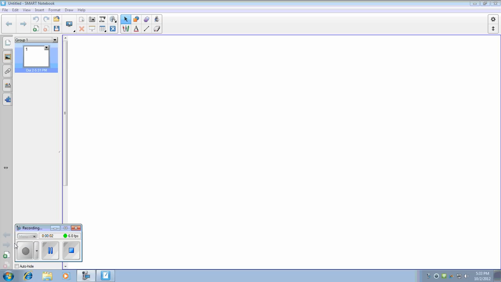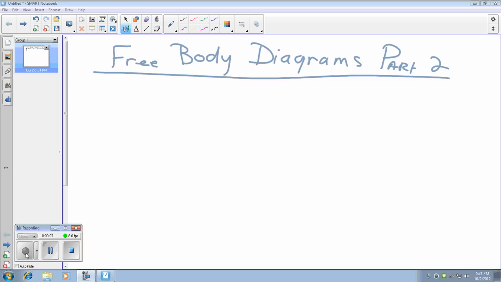To begin this second part of our free body diagram lecture, we're going to discuss the other three types of free body diagrams that we commonly see in physics.